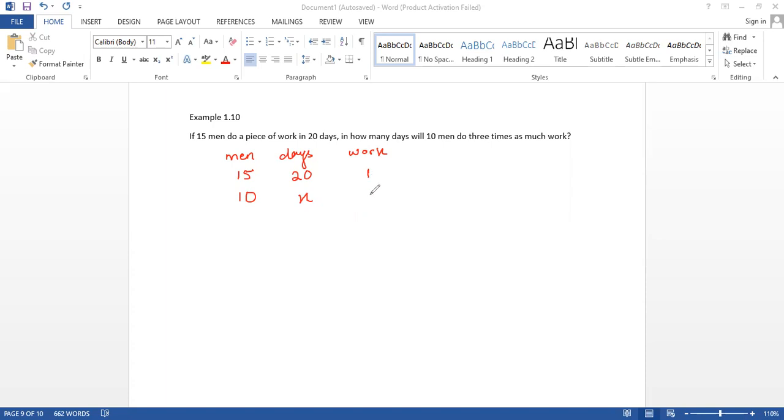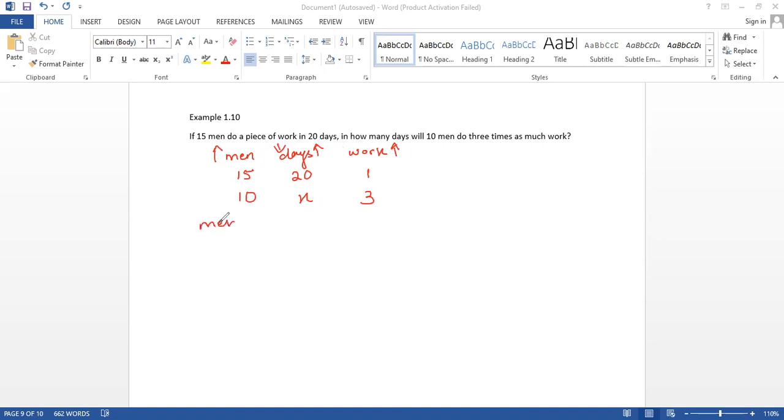In how many days will 10 men do 3 times as much work? So the ratio of work over here is 1:3, because they're going to do 3 times as much work as these 15 men were doing. Again, days is the one with which we will check whether it is direct or inverse. The more men, the quicker they would do their work, so they would require fewer days. The more the men, the fewer the days. That means we have inverse over here. And the more the work, the more days would be required. That means we have direct over here.